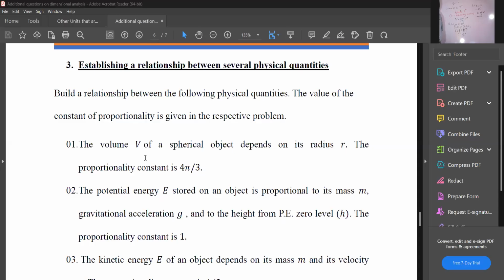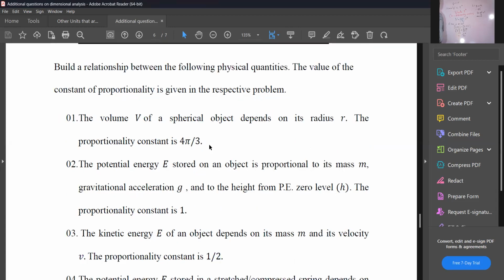So you have to write the question. First, write this one: build a relationship between the following physical quantities. The value of the constant of proportionality is given in the respective problem. Then you can write this question. After writing this question, write the answer as on the board.